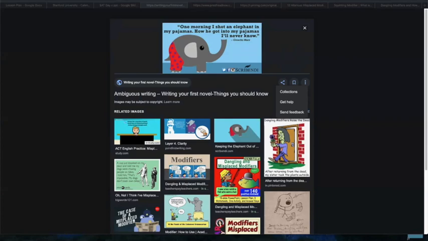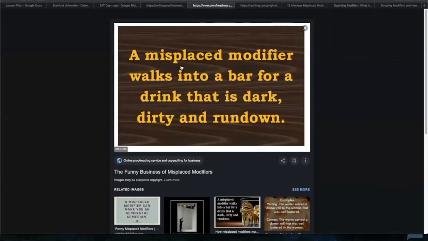So the first error. These are just hilarious. You can just sit and Google search misplaced modifier errors all day. Let's see, what do we have here? A misplaced modifier walks into a bar for a drink that is dark, dirty, and run down. So the modifier "that is dark, dirty, and run down" seems to be modifying drink, but actually it's the bar that is dark, dirty, and run down. So you need to put "that is dark, dirty, and run down" next to the bar, not next to drink. That's how you make a misplaced modifier error.